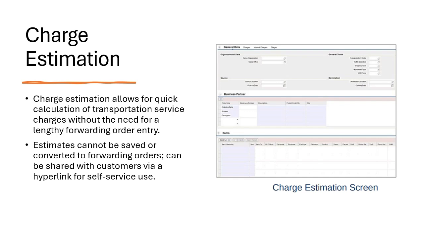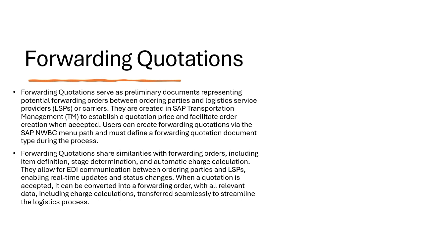And next is forwarding quotations. These are proposals created to show the logistics service providers' offer of transportation service to the customer. These documents include the pricing, conditions, and service details. Once the quotation is accepted, it can be converted into a forwarding order, which ensures that data flows seamlessly from proposal to execution.